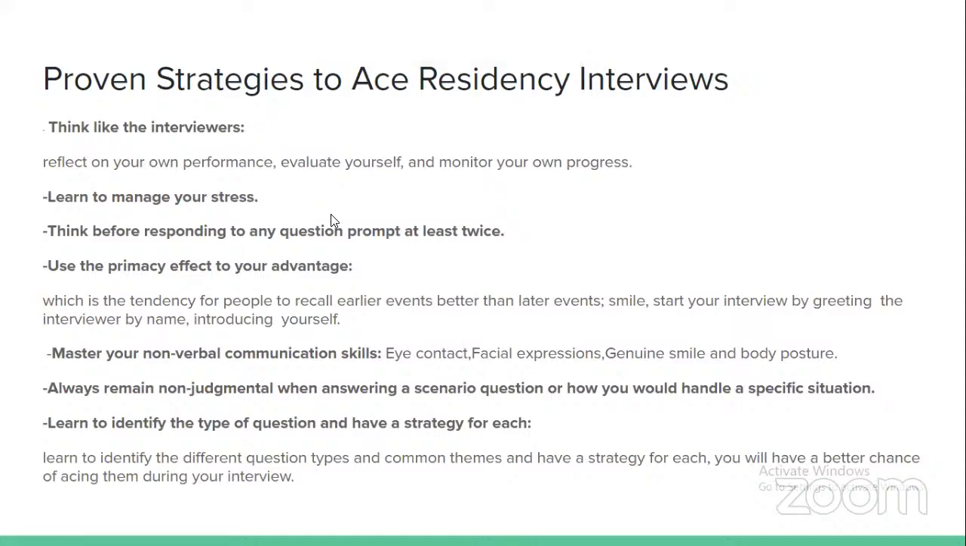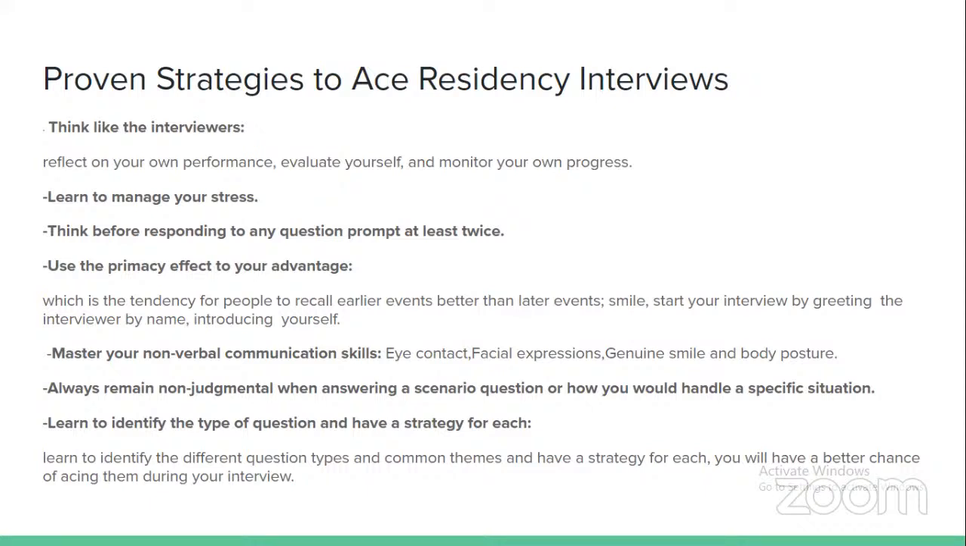Thank you, Ghaida. I will proceed with how to tackle virtual interviews. I will talk about proven strategies to ace your residency interview. First, while preparing for your interview, you have to think like the interviewer. As Ghaida said, you have to reflect on your own performance. Always evaluate yourself and monitor your own progress. And secondly, you have to learn how to manage your stress, and we'll talk about this in more depth in the next slides.